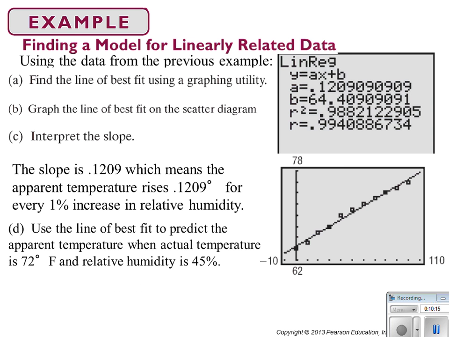Use the line of best fit to predict the apparent temperature when actual temperature is 72 degrees Fahrenheit and relative humidity is 45%. So we're going to plug in 45 for our x value into our linear regression. So it's 0.1209 times 45 plus 64.409. And we get about 69.8 degrees Fahrenheit.